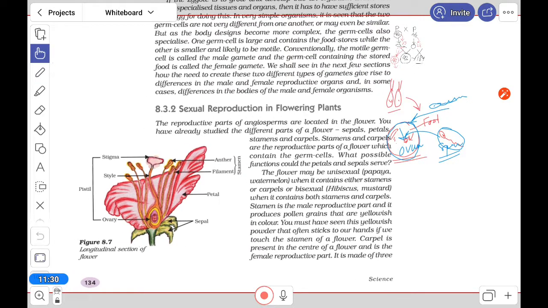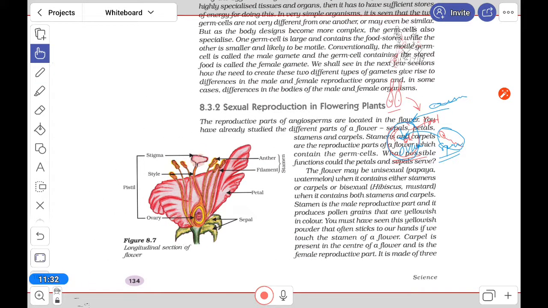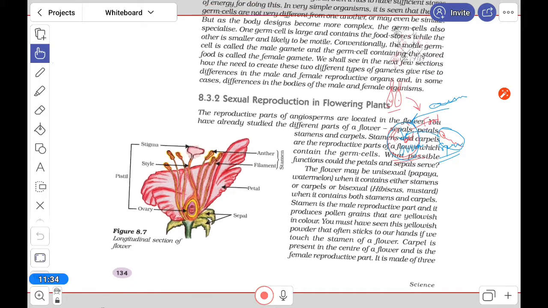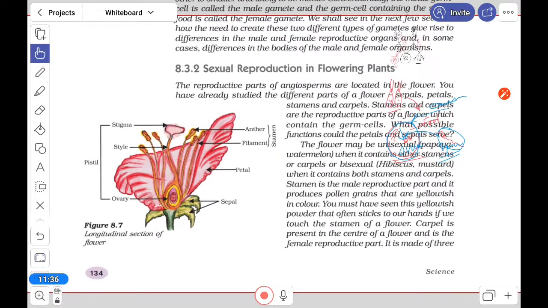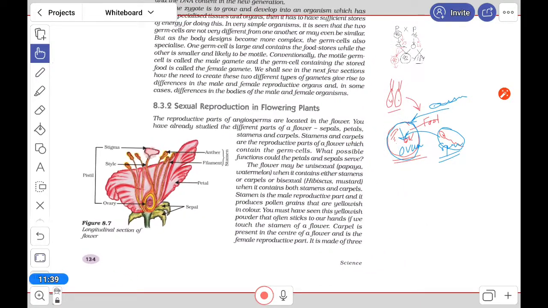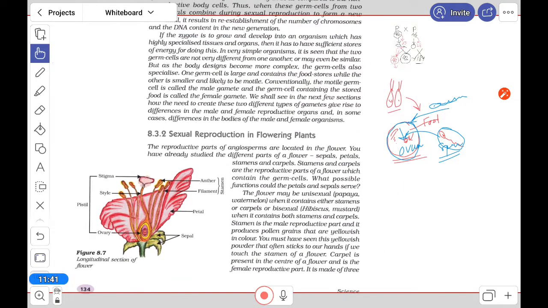Next is sexual reproduction in flowering plants. Okay, this one we'll do next day. So today just read this part that I have taught. Okay, thank you.